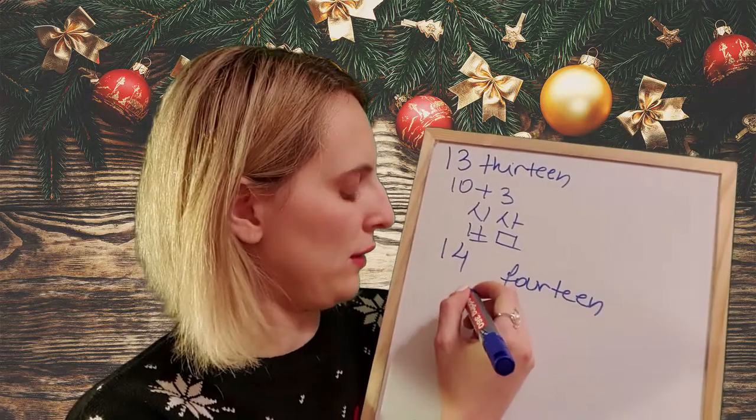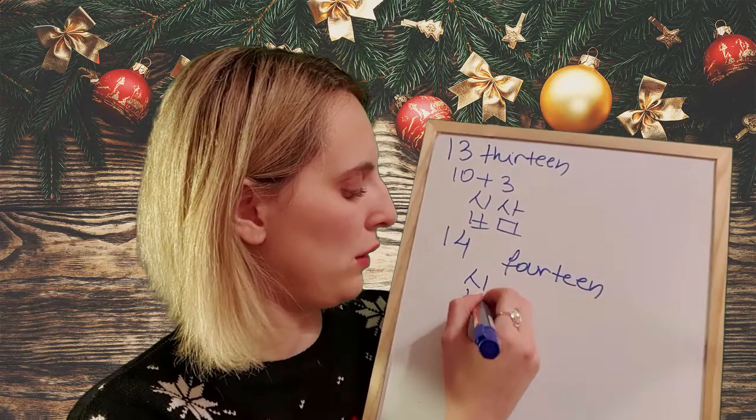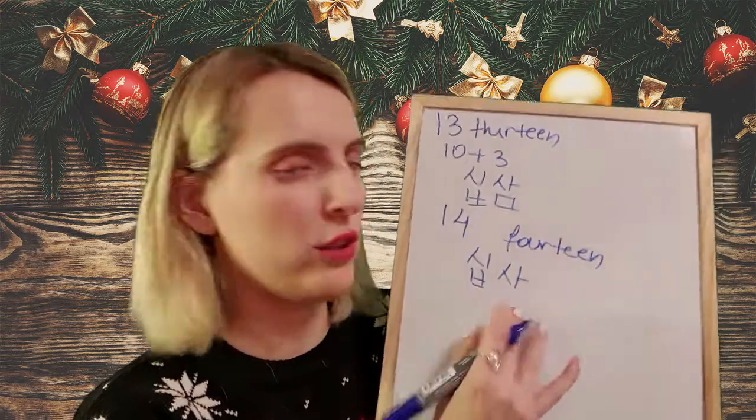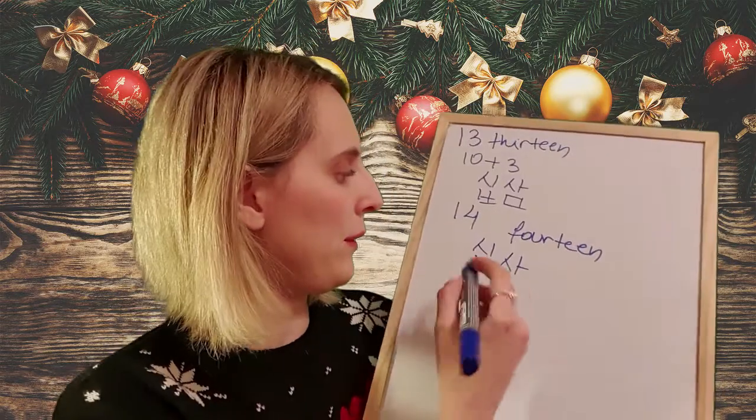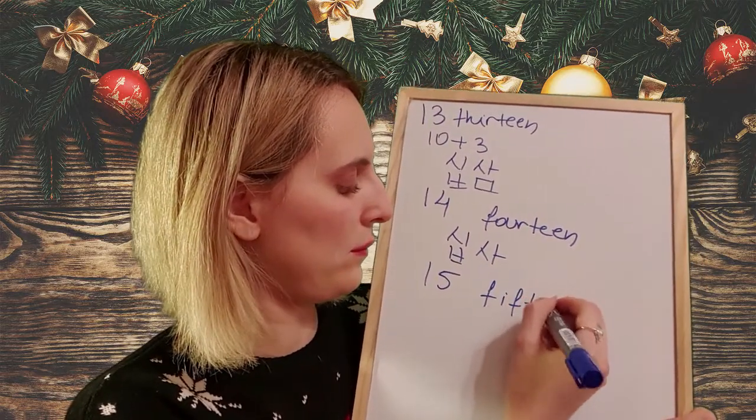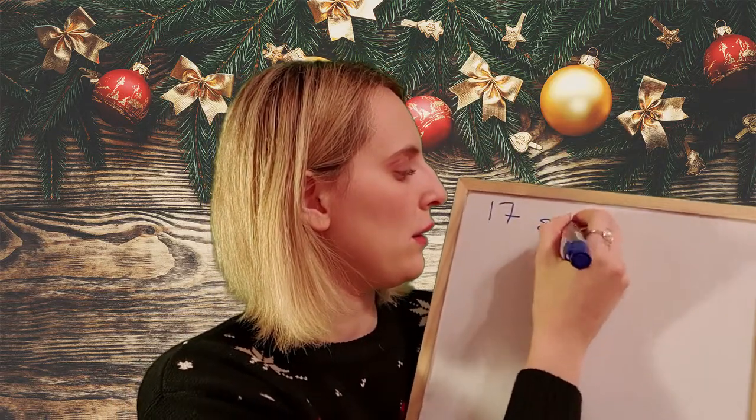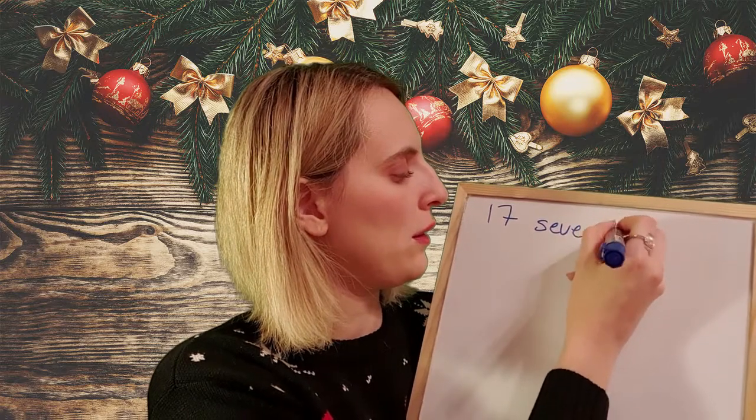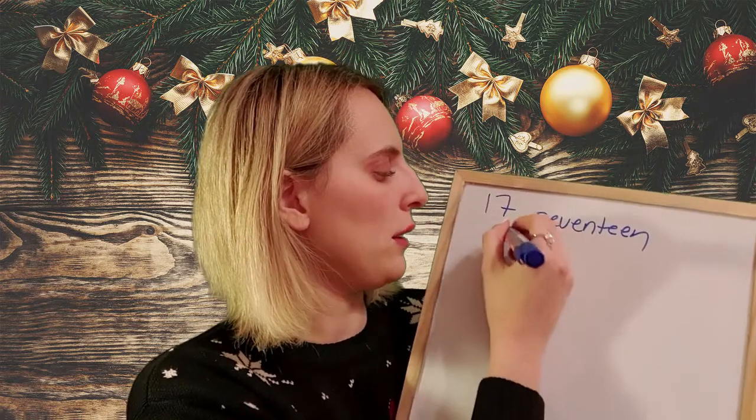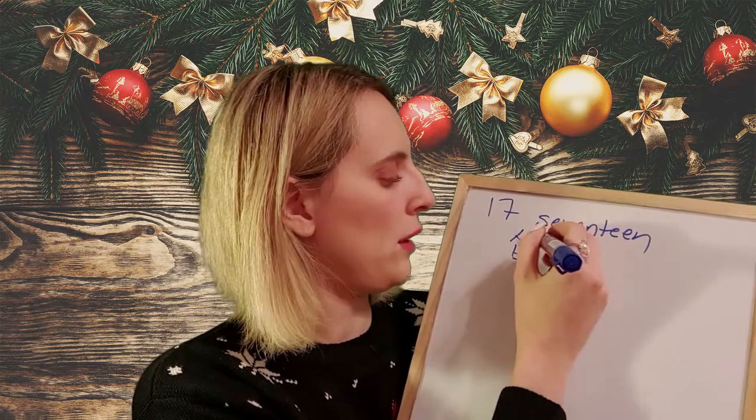So 14 is ship sa. Then we have 15. Then we have 17, and it is again ship, and it is chil.